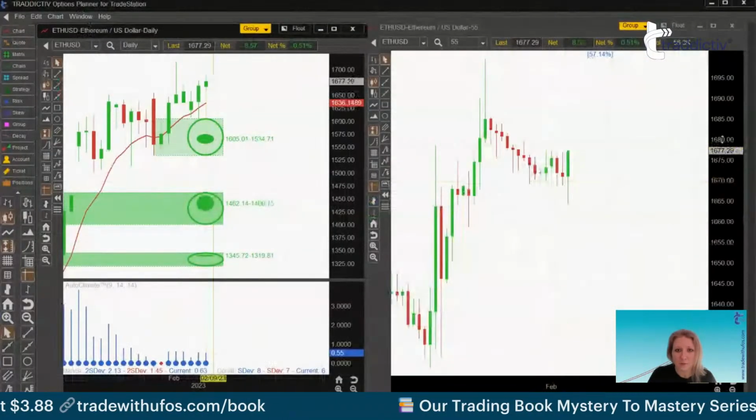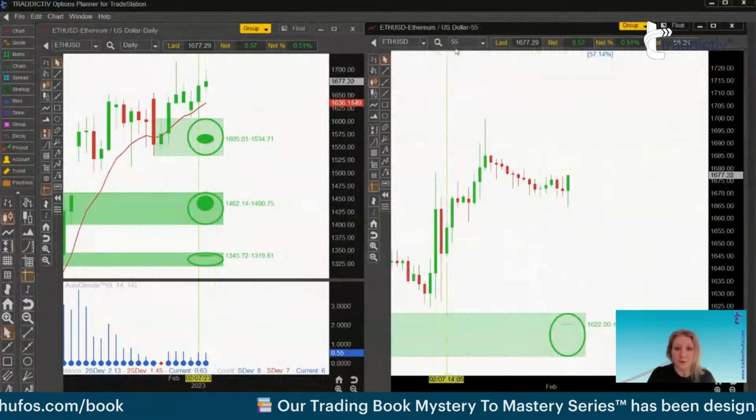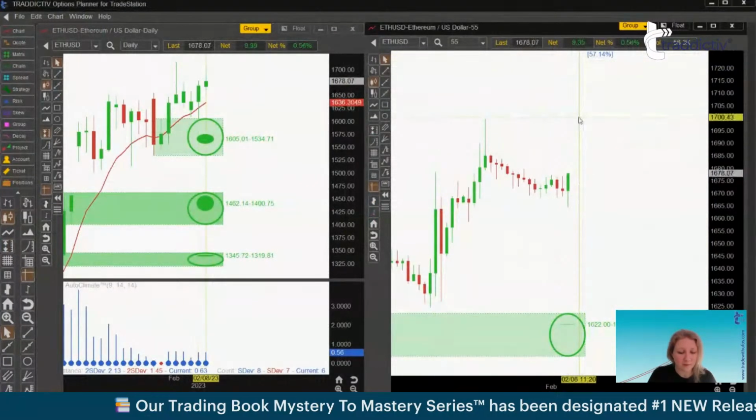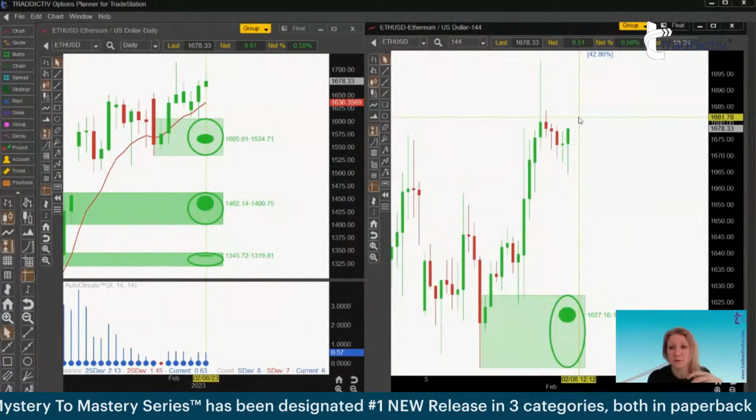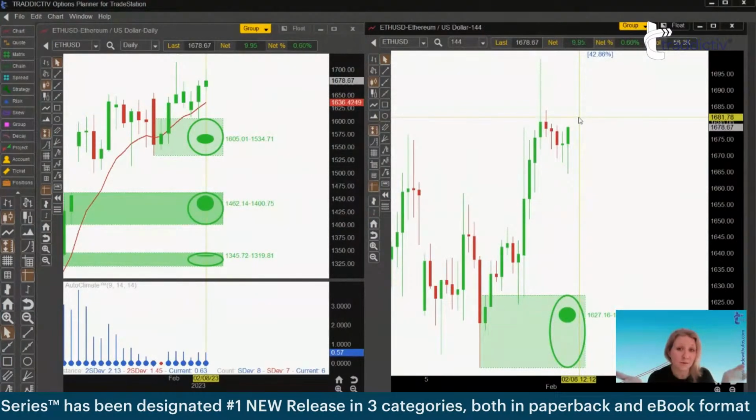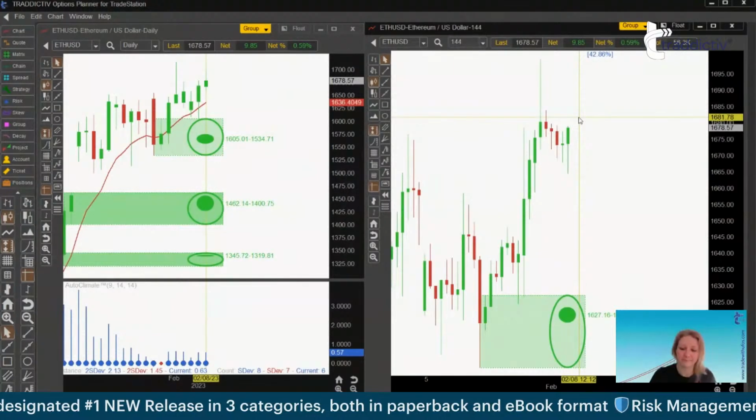So let's use top to tell us which one would be better. So on the 55, it's a 57% chance. And on the 144, it's a 42% chance. Let's go with 55, right?